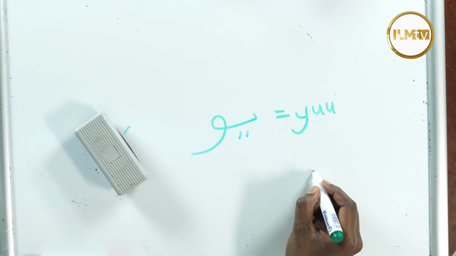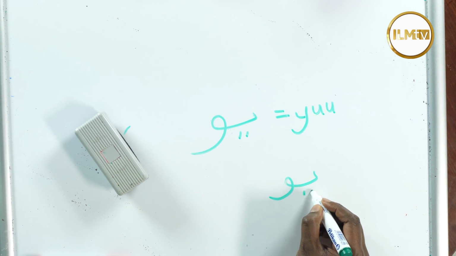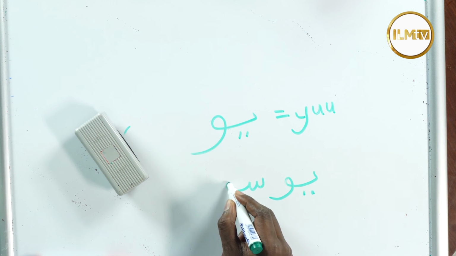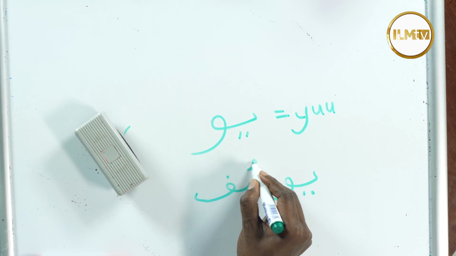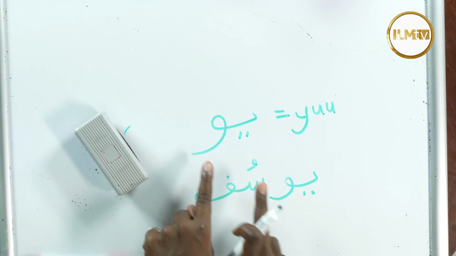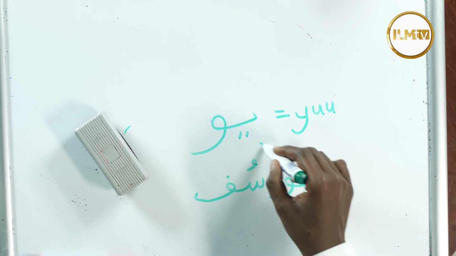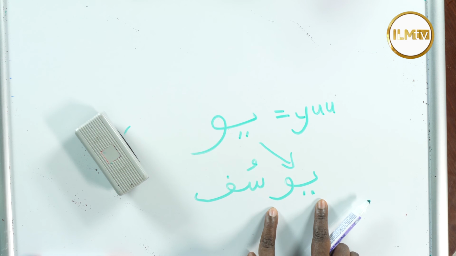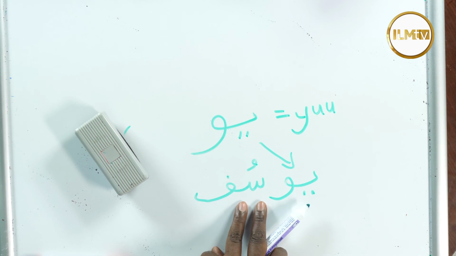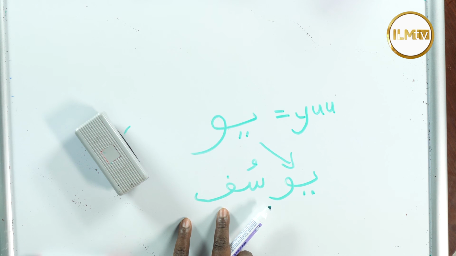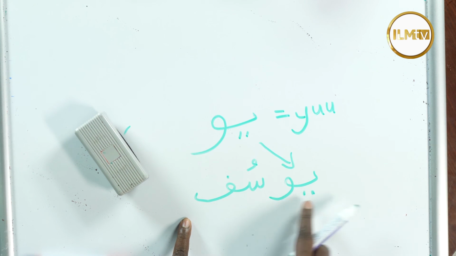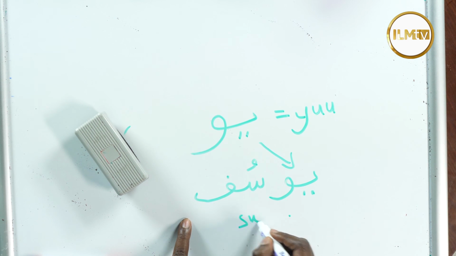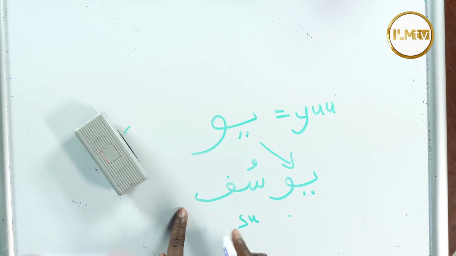So we have you. For example, we have this name here. How do we read this? That's an S. So this one just moves here. It becomes you. Yes. Su. Yusuf. So that's a U. That's an S and a U. So you, su, and that's an F at the end. One dot up. Yusuf.